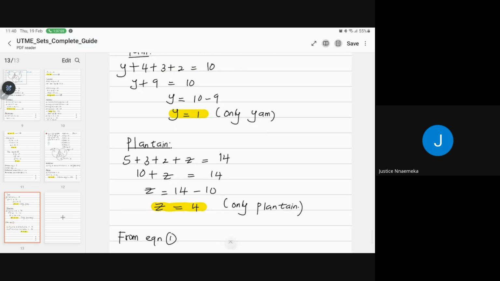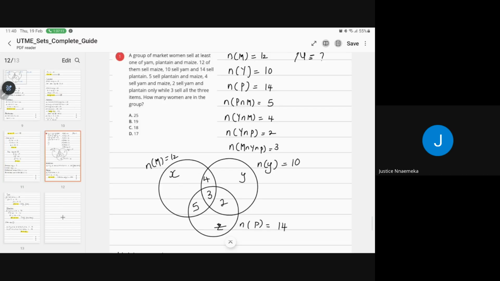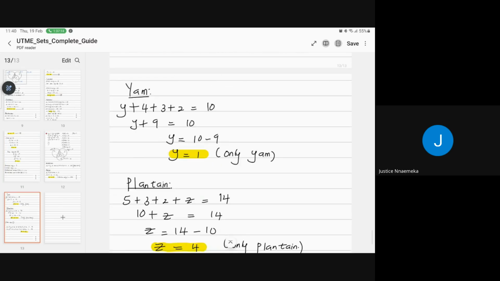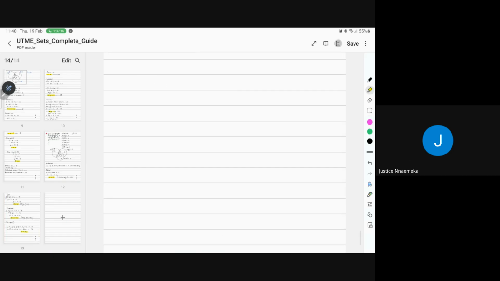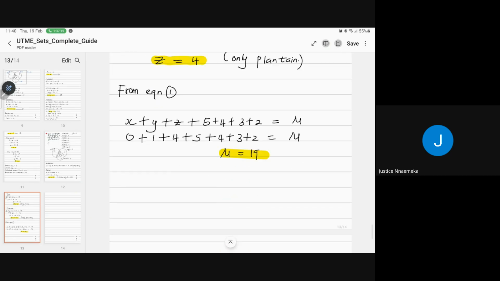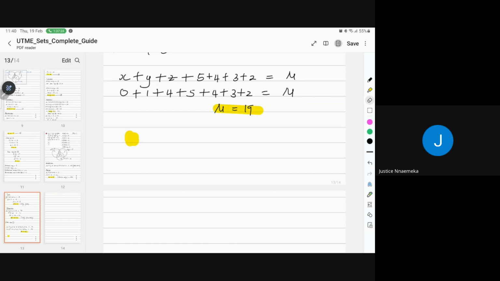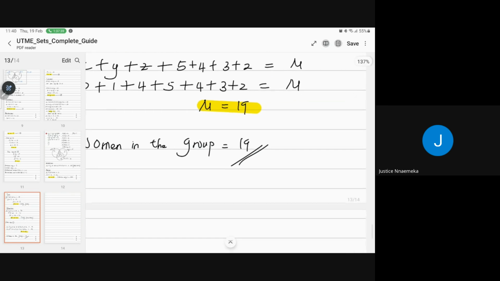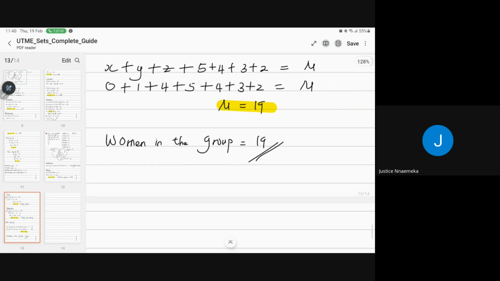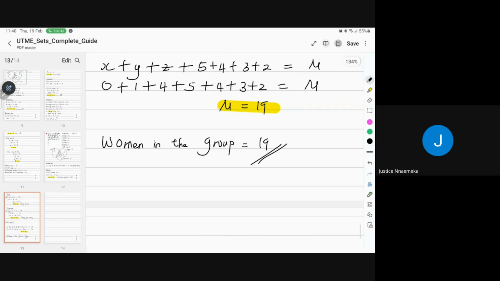And they're asking us what? The group of women, right? So women in the group equal 19. One thing about this method is that once you draw that equation, even if you make a mistake like I did before, you can easily trace your steps. Is that okay?